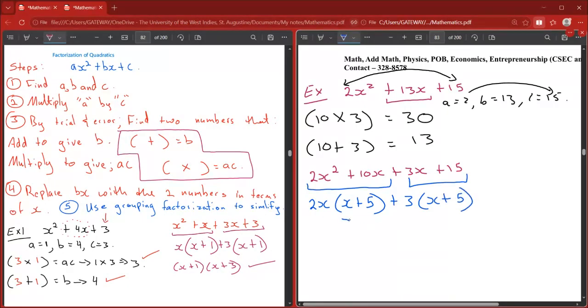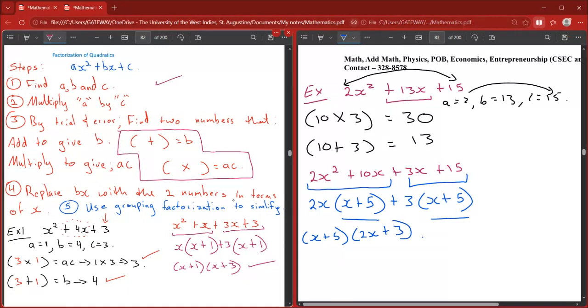Then we see an x plus 5 common here. So we take out the x plus 5, and we remain with 2x plus 3. What did I do? I followed steps 1 to 5 in order to factorize quadratics. So you have a fair understanding of factorization of quadratics, right?